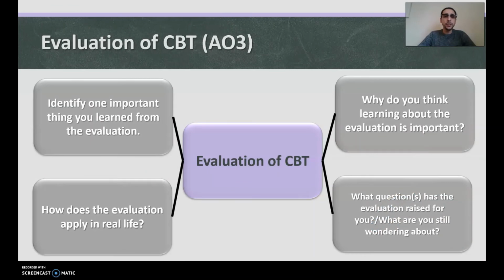And that's the evaluation of CBT, right? You're just evaluating what are the strengths and what are the weaknesses. Identify one thing you learned from the evaluation of CBT. Why do you think learning about the evaluation is important? It's important to know about the strengths and weaknesses of CBT. People might go, oh, CBT is brilliant, it's really good for you. Yeah, okay, great. What are the strengths? What are the weaknesses, though? I need to know both sides of the argument.